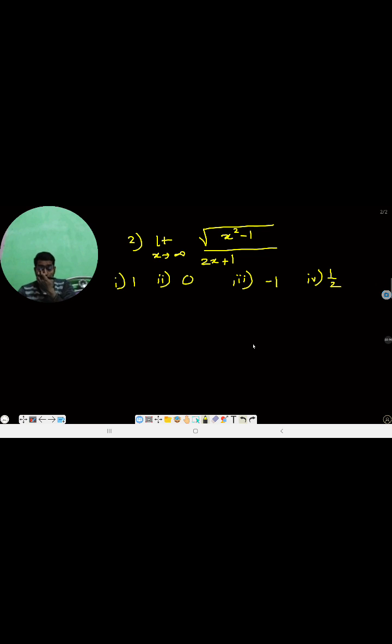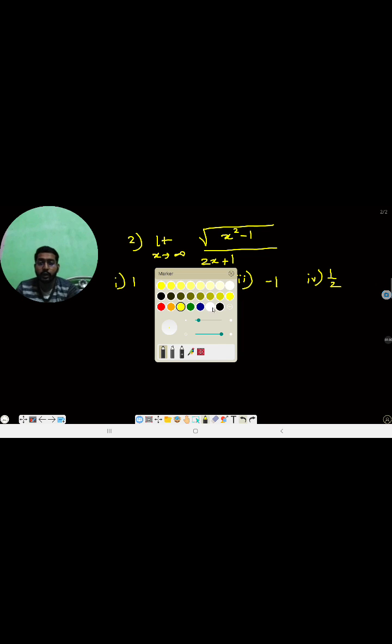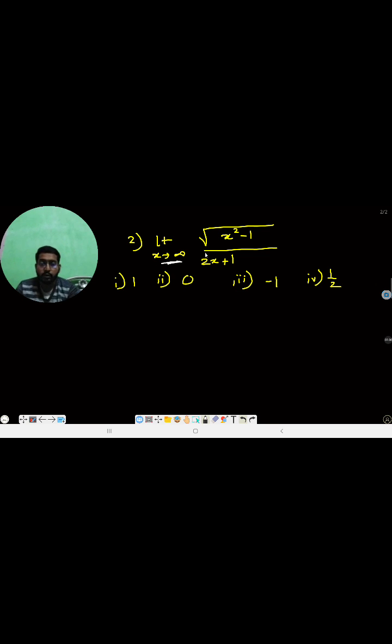So first think about how to do this. Whenever x is tending to infinity, or any variable tending to infinity, first we have to find the highest power overall in the numerator and denominator. The highest power here is 1. Here also the power is x square, but since it is a root, the power will be 1. Whatever the highest power is, we have to divide numerator and denominator by that. So since the highest power is 1, we divide the numerator and denominator by x to the power 1.